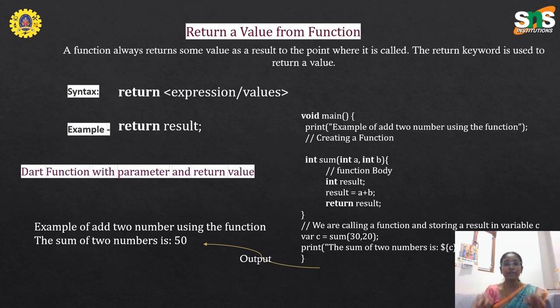Okay, next is returning a value from the function. The function always returns some value to the point where it is called. The return keyword is used to return values. I'll give the syntax: return expression, that is, whichever output I want, that particular value I will return in my code.